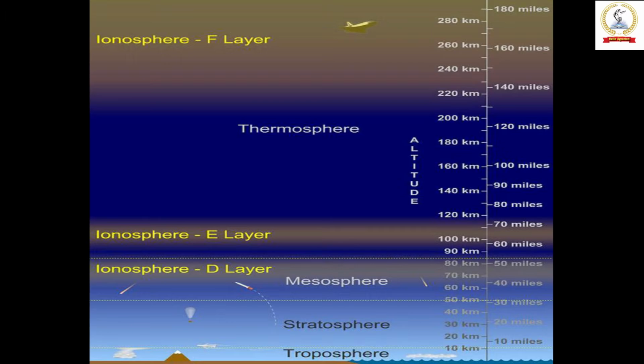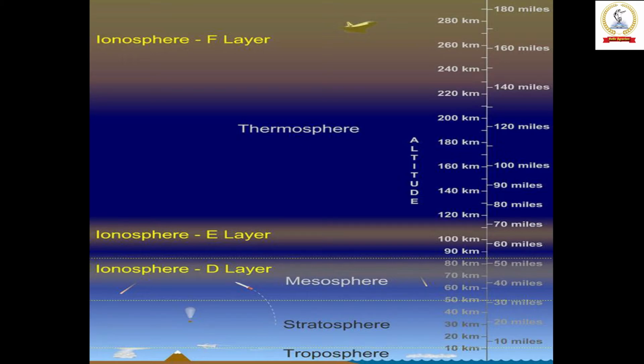Next higher is the E region. This E region starts at 90 or 100 kilometers from the ground and extends up to 120 or 150 kilometers. And the uppermost part of the ionosphere is the F region. This F region starts at about 150 kilometers and goes as high as 500 kilometers above the surface of the ground.